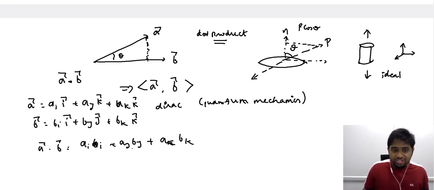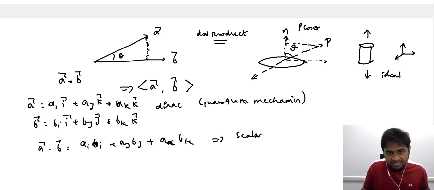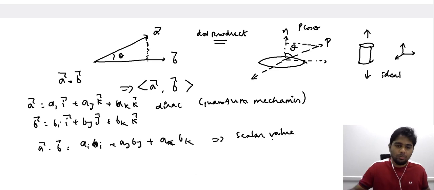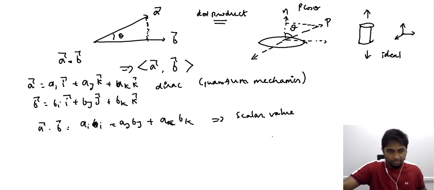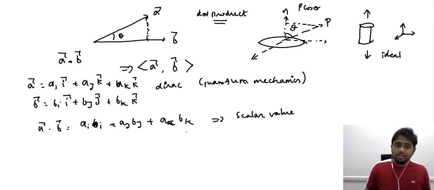And what essentially this means is that we don't still have any directions associated with any orthonormal basis associated with the dot product. So what the dot product ultimately gives us is a scalar value. This is something that you might already have learnt about. So this is the direct expression for the dot product.